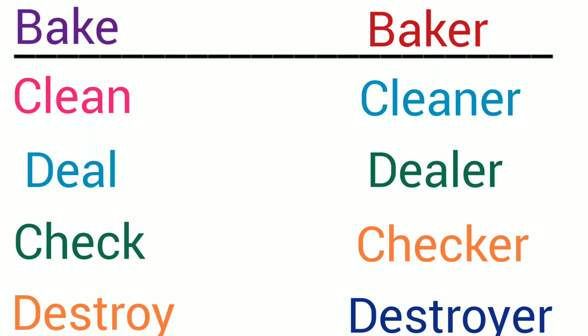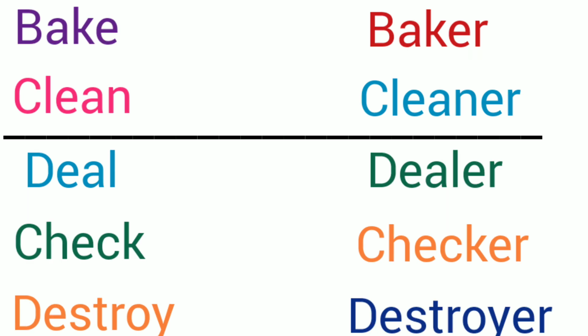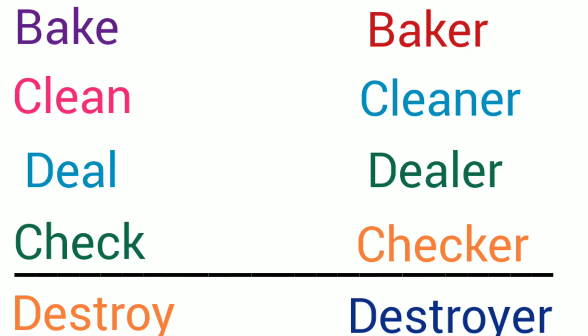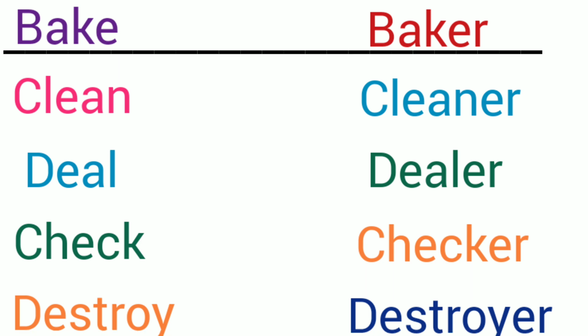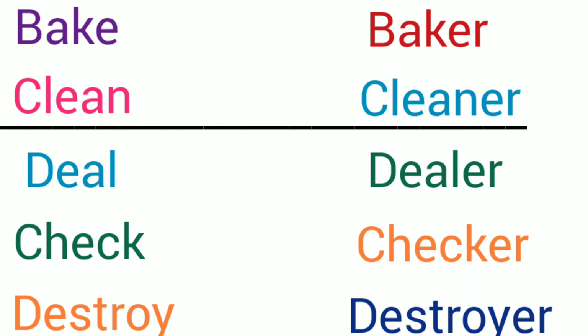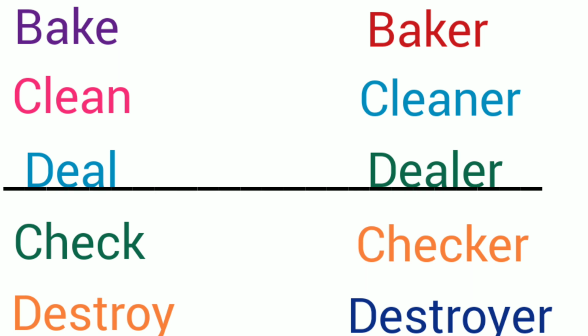In that section, we have bake and baker. A baker bakes, a cleaner cleans, a dealer deals, a checker checks, a destroyer destroys. Okay, so a baker bakes. Someone who bakes is a baker, and a baker is the person that bakes. We have cleaner. A cleaner does cleaning job, a dealer deals, a checker checks, a destroyer destroys.